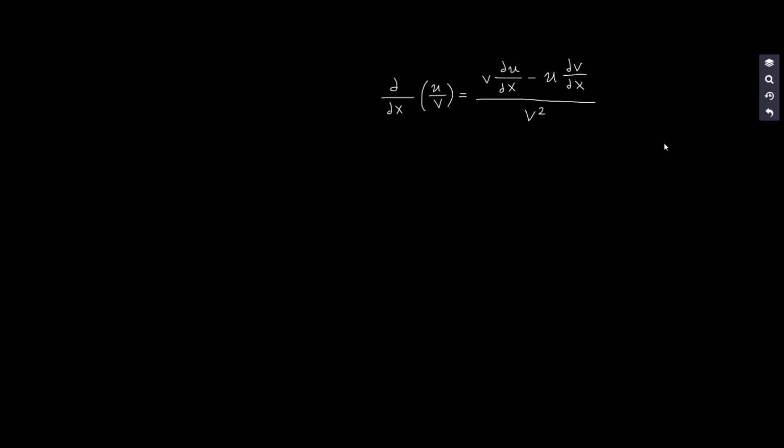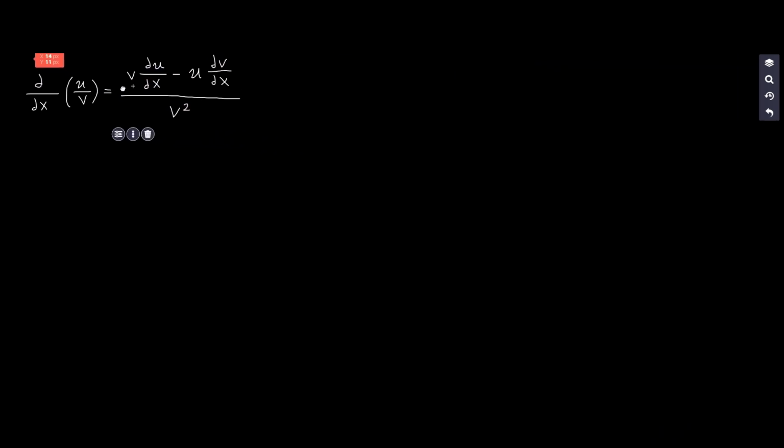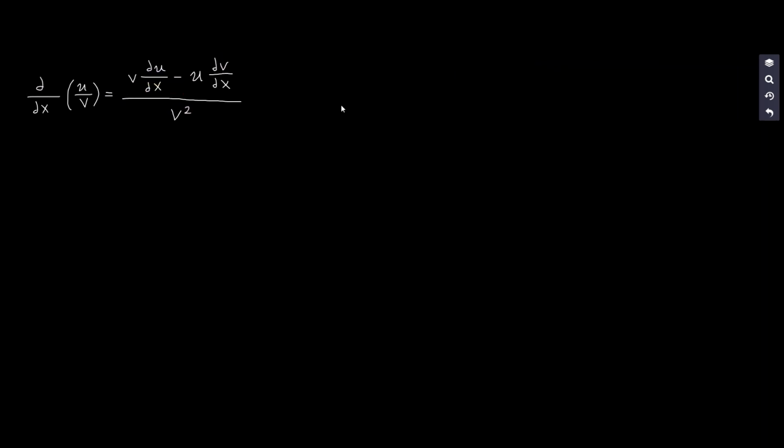So I'm just going to get rid of this, and we want to show the quotient rule. We want to prove the quotient rule. So we want to show that the derivative of u over v is the same thing as v times the derivative of u minus u times the derivative of v all over v squared.